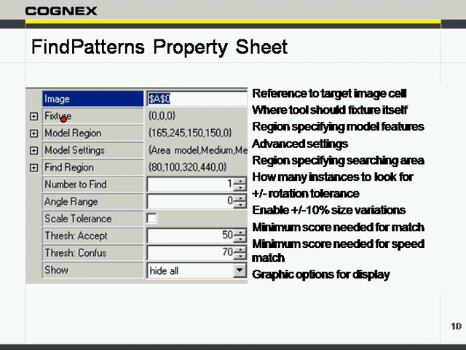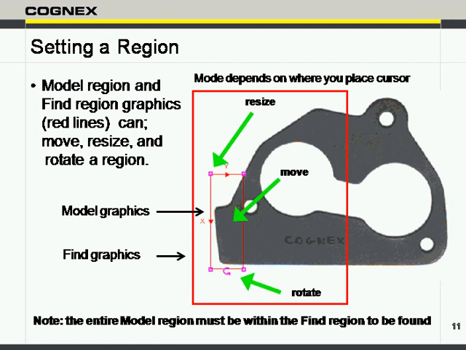There's a Find Patterns tool, so we won't fixture it to itself, but we will need to teach it a model region and then determine the search area by the find region. The model settings we'll get into later, but those are setting it up whether it's going to be an area model or an edge model, and different settings there. So let's take a look at the actual teaching part of this.